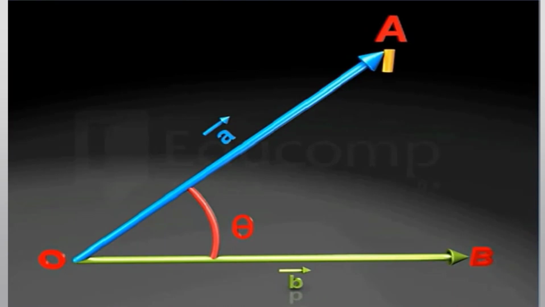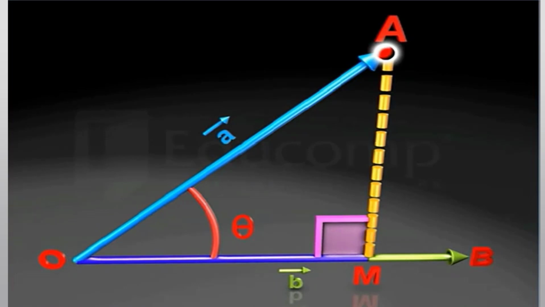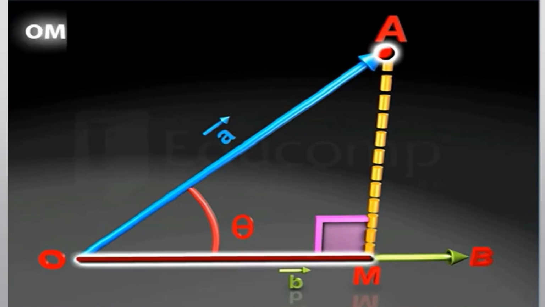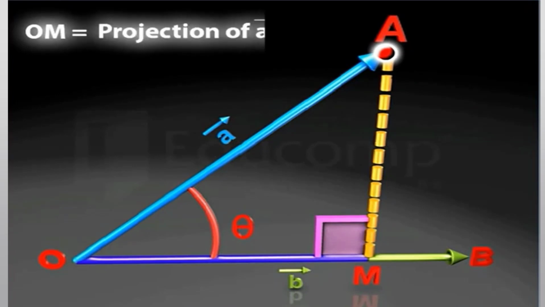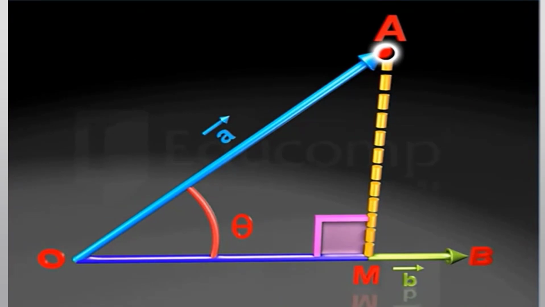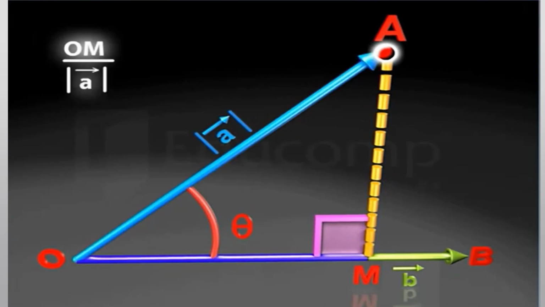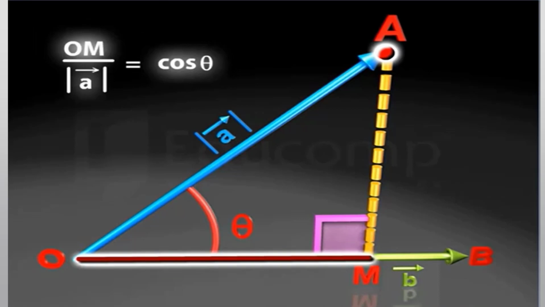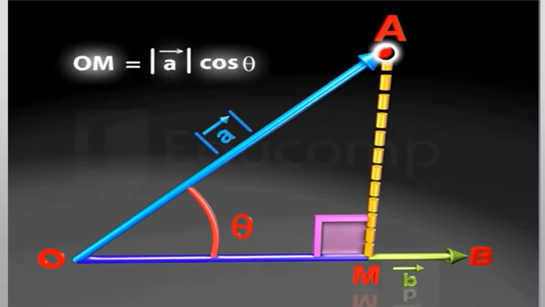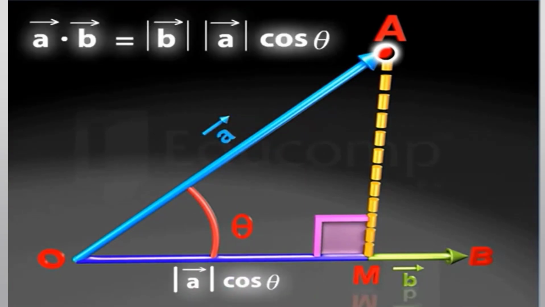Okay, so if we are having two vectors and we want to multiply them with scalar product, then we have to drop the projection of A on B. You can see we are having this OM, which is basically projection of vector A on vector B. Okay, so this is basically the effective component. If we just consider this triangle, we can simply say that OM over A, base over hypotenuse, is equal to cos theta, or you can say that OM is equal to A cos theta. This horizontal component, this effective component, is basically A cos of theta.